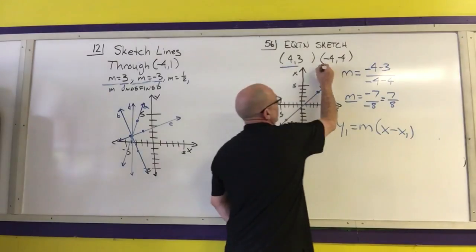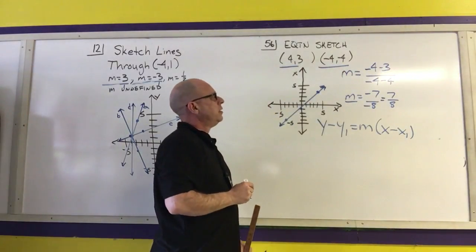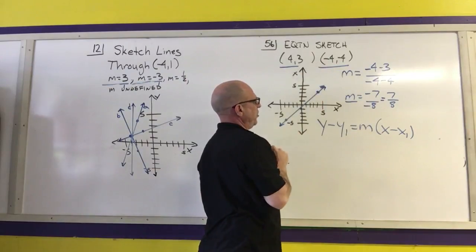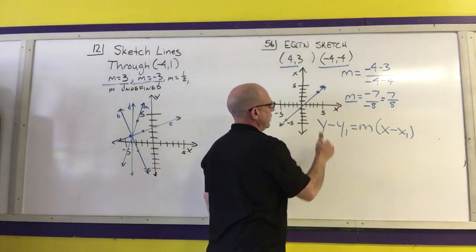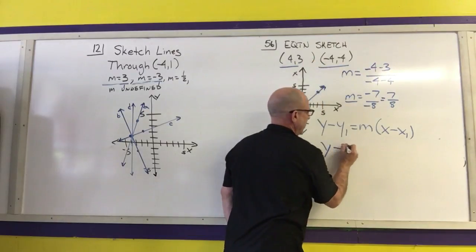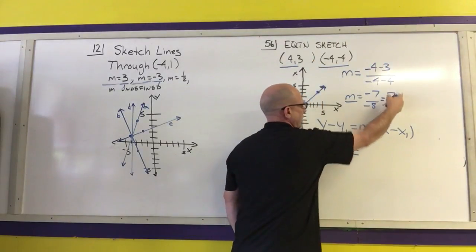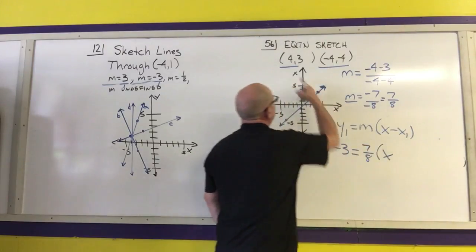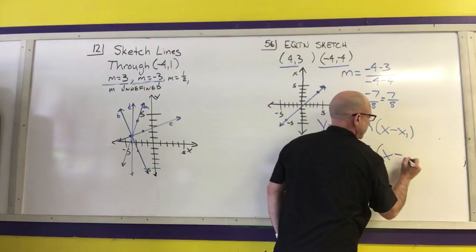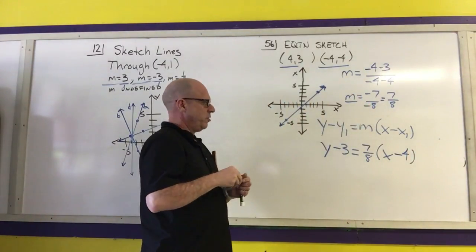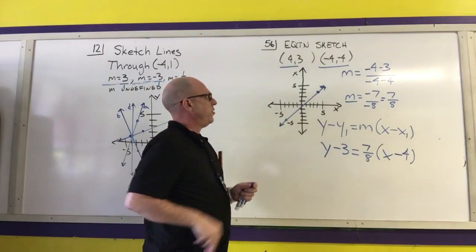I could use either one of the points. Since students usually have less problems with positive numbers than negatives, I'm going to use that one first. So I get y, the opposite of the y-coordinate, minus 3, equals the slope, 7/8, times x, and then the opposite of the x-coordinate. Like I said, it did not matter which point you used, so I will do it again with the other point.